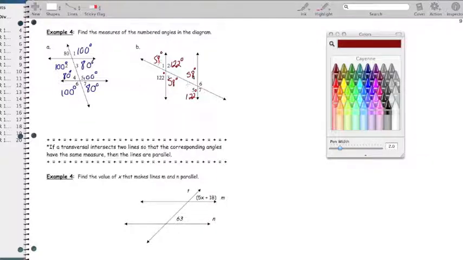Then I could say, well, 1 and 7 are alternate exterior, so that's 58. Or I could have said that they're vertical angles, or corresponding angles. And then 6 is going to be 122, because again, alternate exterior to this up here, corresponding to this, supplementary to these two, or vertical to angle 5. A number of different options. Alright, last example.